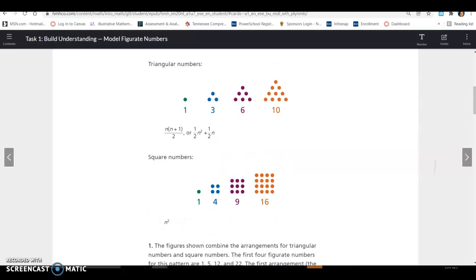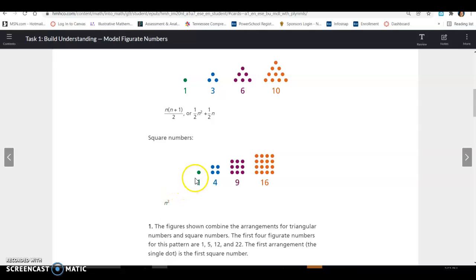All right, so the square numbers. This one's a little easier. You've got 1, and then 4, and then 9, 16. So this is just taking a number and squaring it. The next one would be 5 squared, which would be 25, then 36, etc.